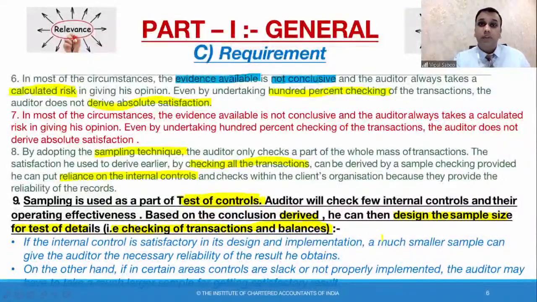But if he finds that the controls are weak, his burden increases, and he comes to a conclusion that his sample should cover most of the population because the controls seem to be weak.